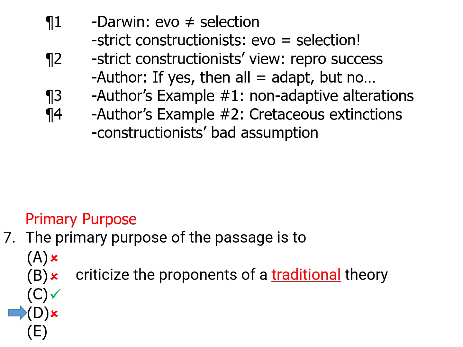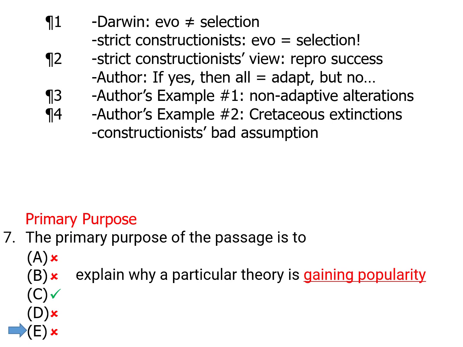And answer choice E, explain why a particular theory is gaining popularity. The author doesn't tell us why people are joining with the strict constructionists. The author explains why they're wrong. So the answer was answer choice C, and that's the last question on the passage.